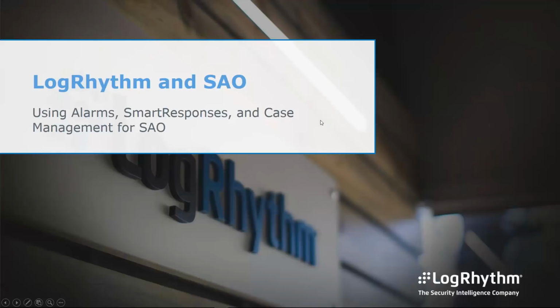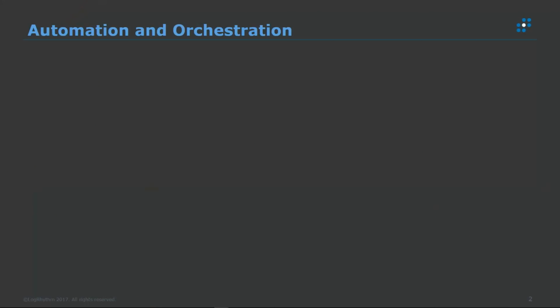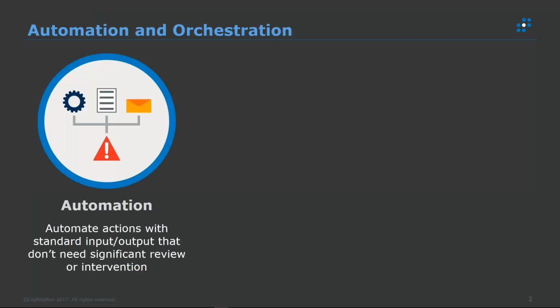All right, so you should be seeing my slide right now. I promise I only have a couple slides just to set up the scenario before we dive into the demo. This section I feel like we've covered pretty thoroughly, but just talking at a high level about the combination of automation and orchestration. One of the things I like to point out about automation is that it's incredibly valuable, and it's usually the most valuable when there's a standard input and output that doesn't need significant review or intervention.